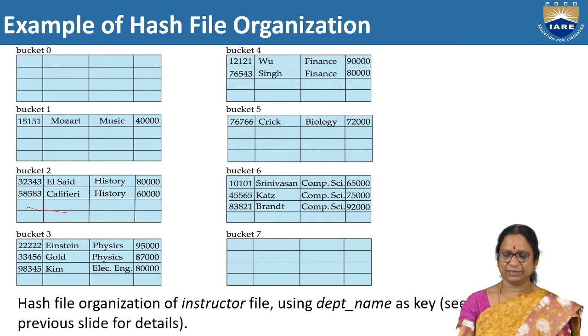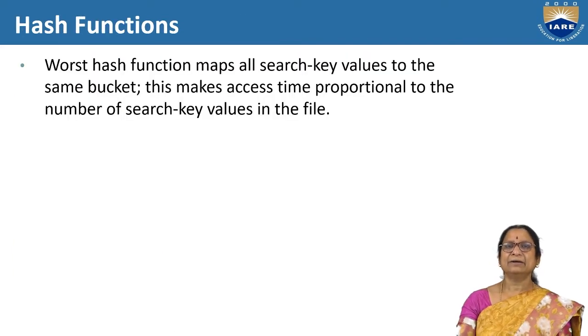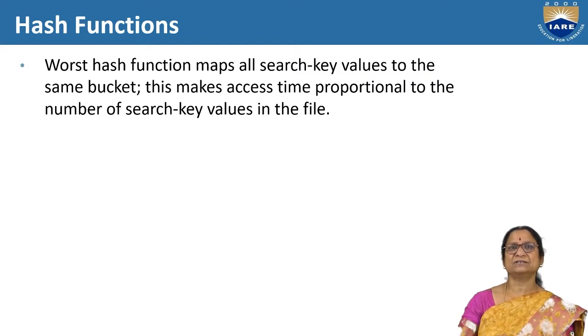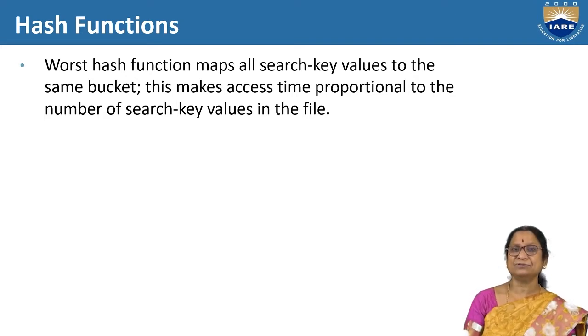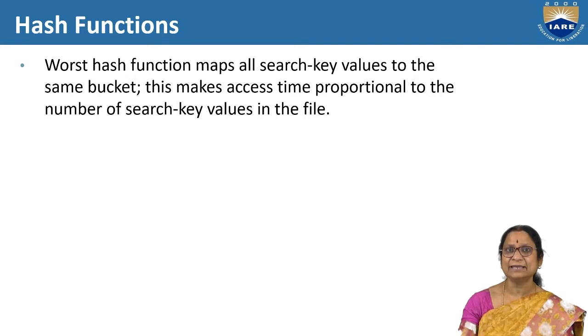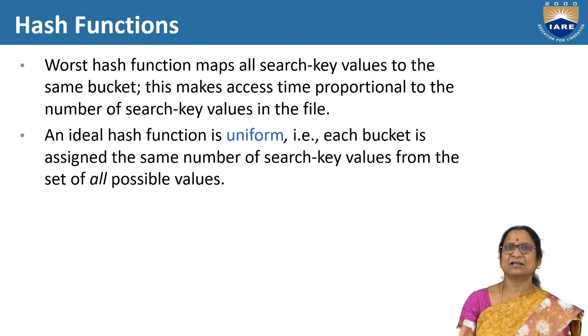An effective hash function generally lets us retrieve the data in almost the same time. It's not exactly the same time, but almost the same time. But if the function is a bad function, then most of the values are going to be mapped to only one or two buckets. Then overflow occurs, and it becomes similar to a linear search only.